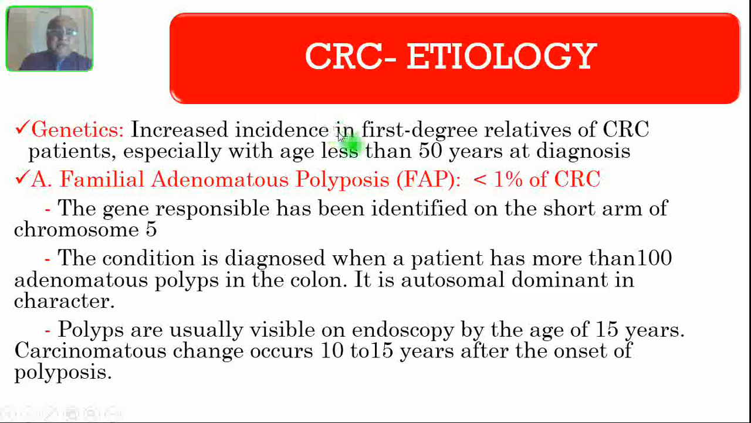Coming to the etiology of colorectal cancer, the majority is controlled by genetics. There is increased incidence in the first degree relatives of colorectal cancer patients, especially with ages less than 50 years. So number one is familial adenomatous polyposis or FAP. It comprises less than 1% of total colorectal cancer. The gene responsible has been identified on the short arm of chromosome 5. The condition is diagnosed when a patient has more than 100 adenomatous polyps in the colon. It is autosomal dominant. Polyps are usually visible on endoscopy by the age of 15 years, but the carcinomatous changes will take another 10 to 15 years to manifest.